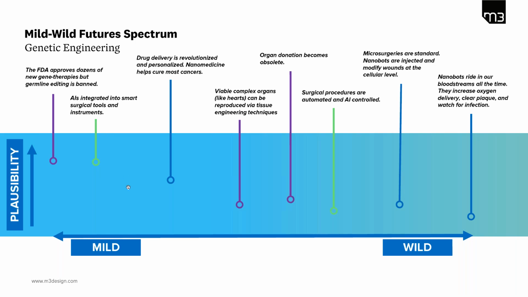Right, and then we have our mild to wild spectrum. On the more conservative end, we'll probably see the FDA approve dozens of new gene therapies, but we'll probably see bans on germline editing, which is gene editing that you could pass on traits to your offspring. We'll probably see AIs integrated more and more into surgical tools and instruments, and maybe we see drug delivery. Maybe we see medications become more personalized, the delivery become more customized, and maybe that kind of helps us in our endeavors to cure cancer.